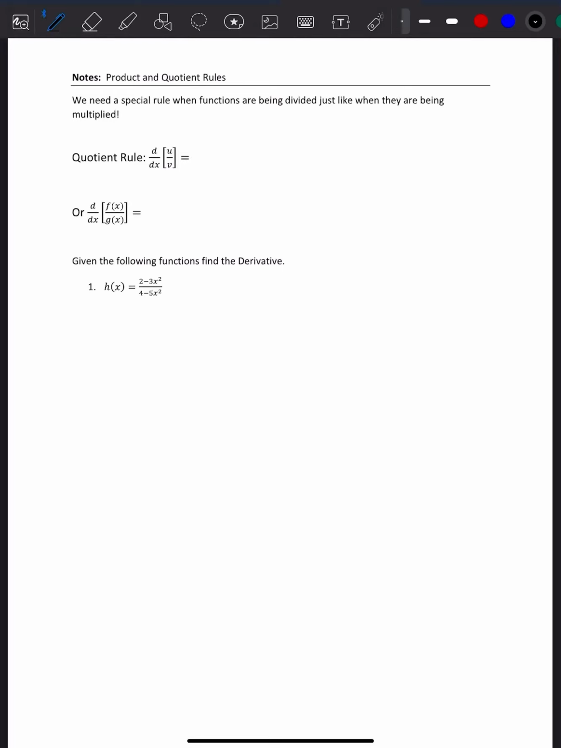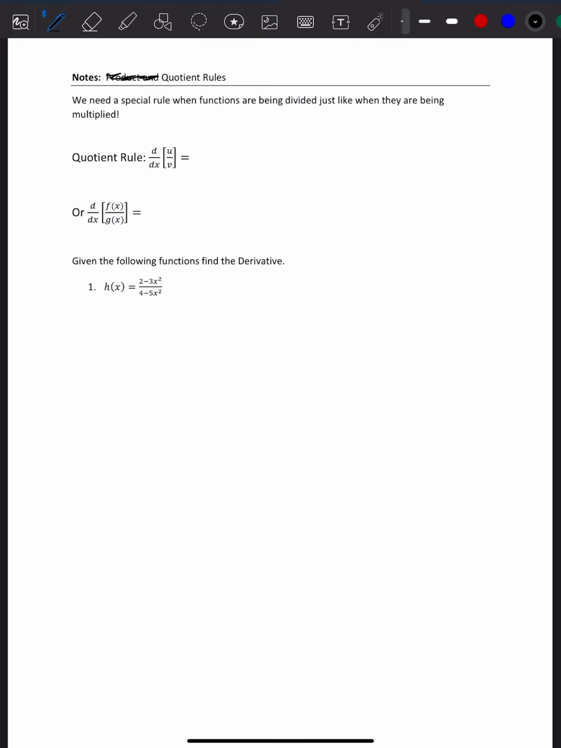We're going to be talking about quotient rule, not product rule, but quotient rule only. Something that you need to know is just like with product rule, when we have two things that are being multiplied together with variables, we need a special rule for when we have two things that are being divided by with variables. That thing is called quotient rule. Quotient rule and product rule are named that way because a product is the answer to a multiplication problem, while a quotient is the answer to a division problem.